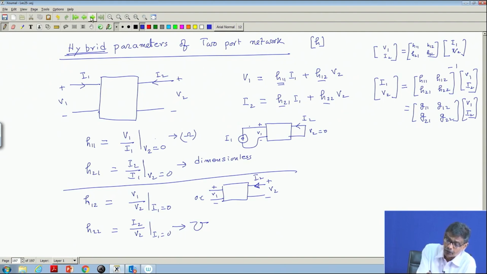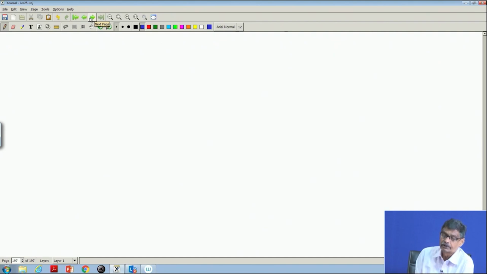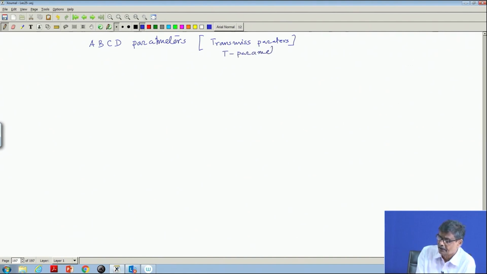Now, another way of representing a two port network is by what is known as ABCD parameters. And sometimes it is called transmission line parameters, transmission parameters, or simply written T parameters. Why it is called transmission parameters will be apparent.